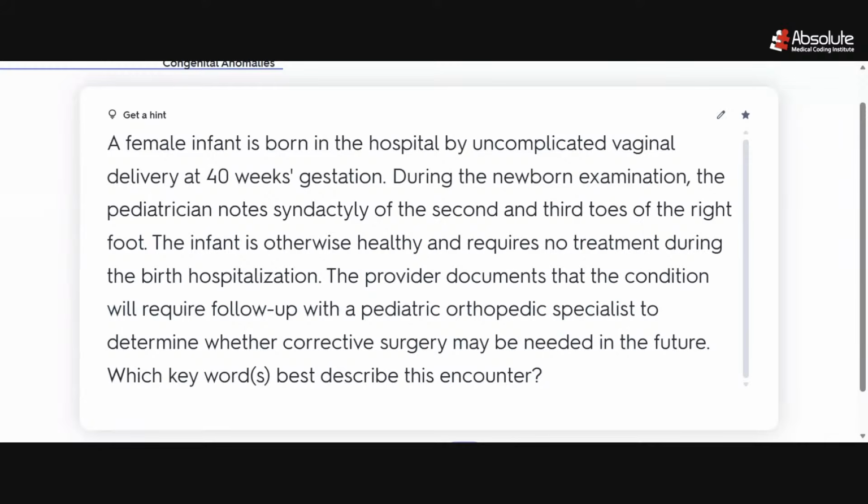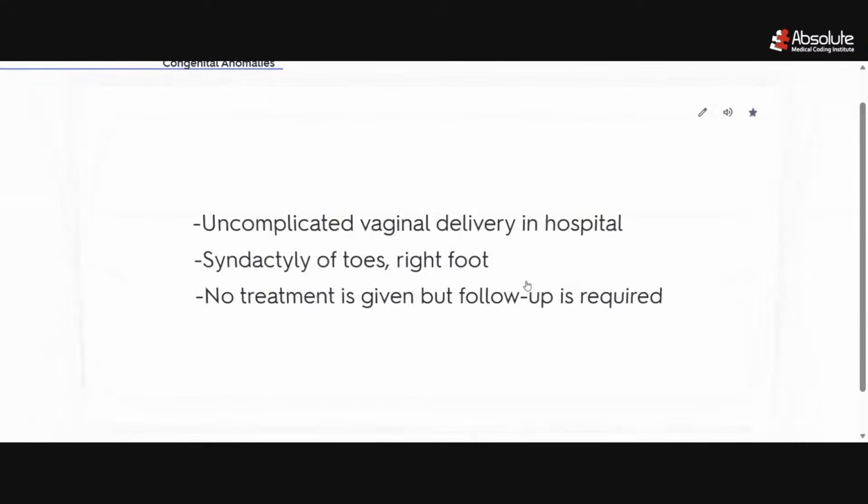All right, I know it was a lot to type, so I gave y'all a minute and a half. So with this scenario, what I'm taking out of here is going to be the uncomplicated vaginal delivery in the hospital, the syndactyly of the toes, the right foot specifically, and then no treatment is given, but follow-up is required. So as always, everyone either got it right on the money or you guys were on the right track. So outstanding with those keywords.